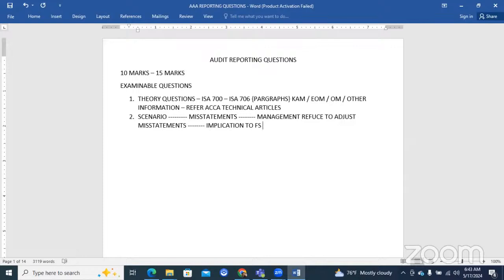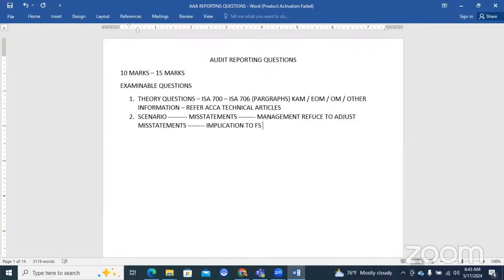So they will give you a scenario. That scenario includes some type of misstatements, and management is refusing to adjust those misstatements. As a result of that refusal, what will be the impact on the financial statements? How can that impact our income statement? How can that impact our balance sheet? So that is what is called implication to financial statements, right?